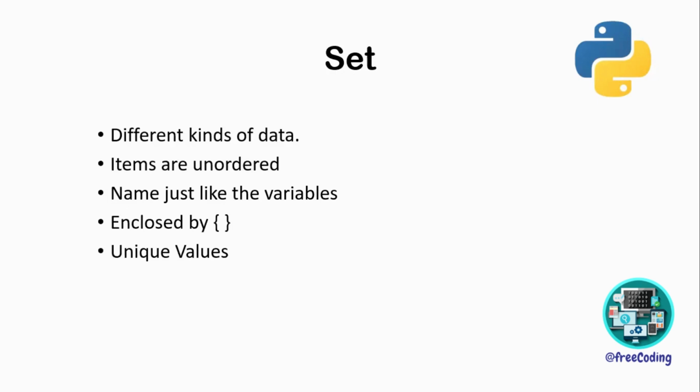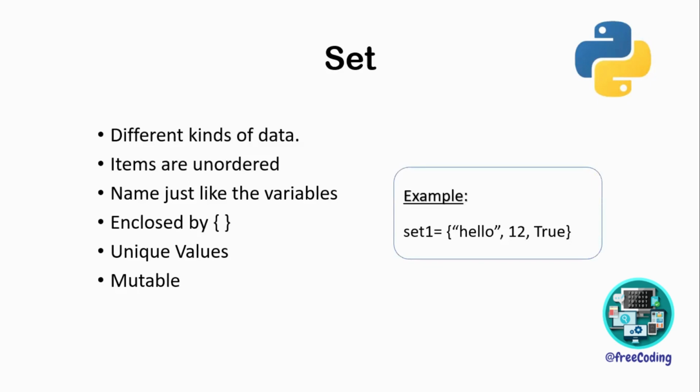And this is another major difference between set and list or tuple. Here, you cannot have repeated values. Repeated values will be automatically eliminated by the interpreter when it is inside a set. It has to have unique values. And it is mutable, but it's not as flexible as a list, but still you can add items and you can remove items. Yeah, here is an example.